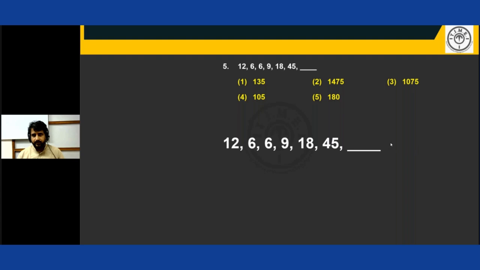Right. 135 is absolutely right. Into 3. Right. Let's check the logic. 12 and 6. 12 to 6, it goes maximum how many times? 0.5 times. 6 and 6, 1 time. 6 and 9, 1.5 times. 9 and 18, 2 times. 0.5, 1, 1.5, 2. And every time it is increasing by how much? 0.5. 0.5. So next will be 2.5.